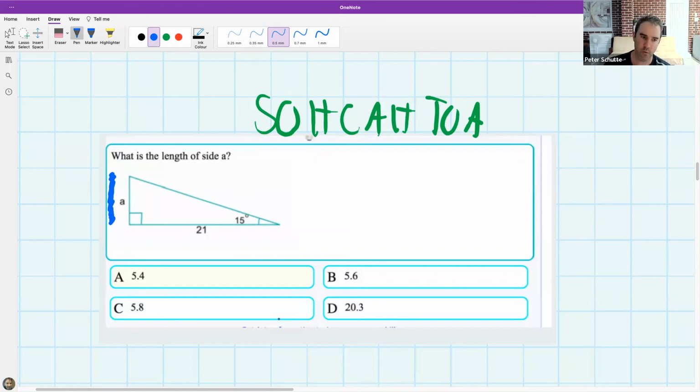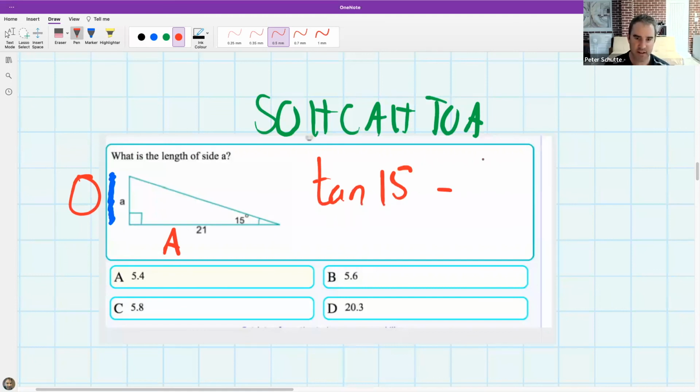So think about what is step 1. It's identifying which side. So that's the angle. So this is going to be called the opposite, and it's definitely involved. Now, the hypotenuse is not involved, which means the 21 must be called the adjacent. And so what trig ratio involves O and A? Well, it's going to be tan. So we write the tan of 15 is equal to A over 21.